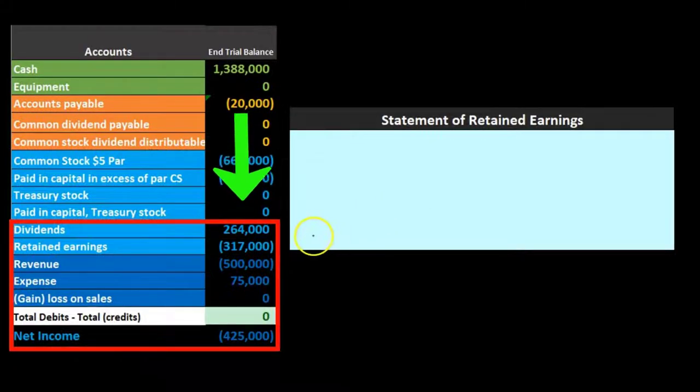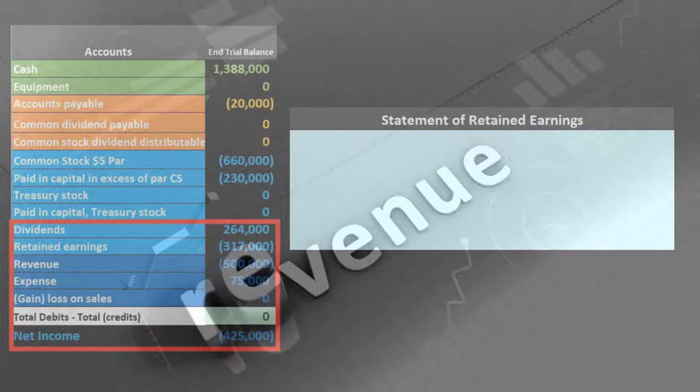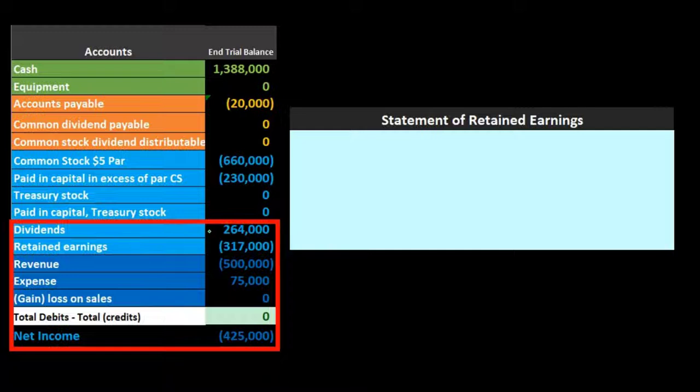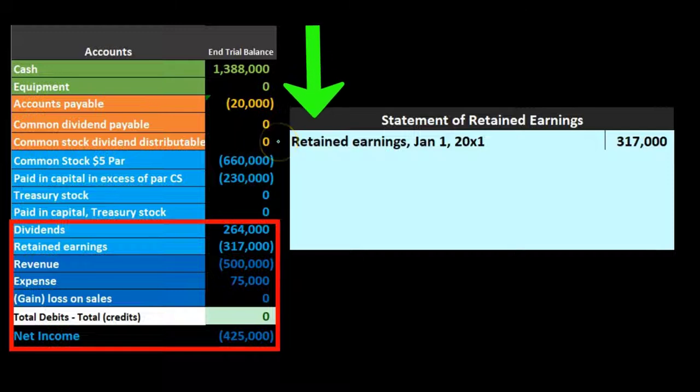So the tricky thing about a corporation is, if it just shows the statement of retained earnings, we're not representing the full equity section. We're only representing the part of the equity section that deals with the accumulation of revenue over the life of the business, less what has been distributed in the format of dividends. So in every other format, it's going to be the same as basically a statement of equity for a sole proprietor. It'll start off with the beginning balance. The beginning balance of retained earnings is this 317.